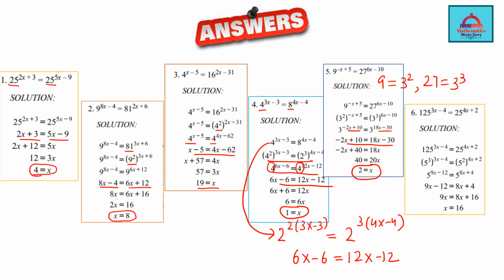Similarly for this one, write everything as a base of 5 because 125 can be written as 5 cube and 25 can be written as 5 square. So use that value, simplify your equation and get your value of x.